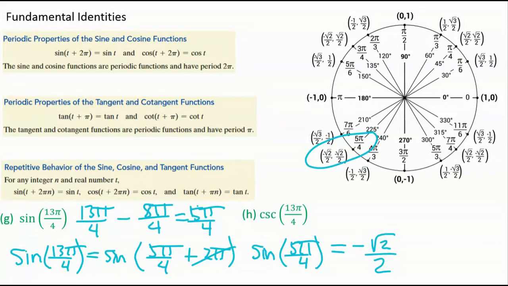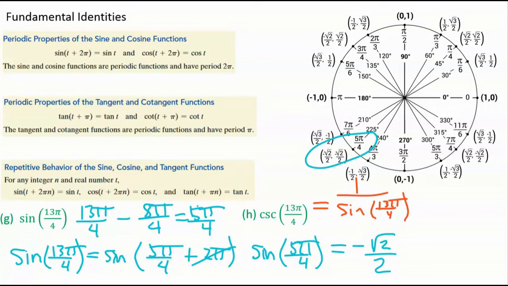Okay? How could I apply that to the second question, cosecant of 13 pi over 4? Well, again, use that periodic property, but first, let's use the reciprocal property. This is the same as saying 1 over the sine of 13 pi over 4, right?